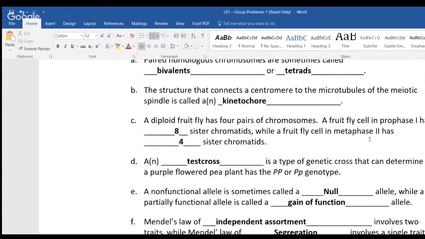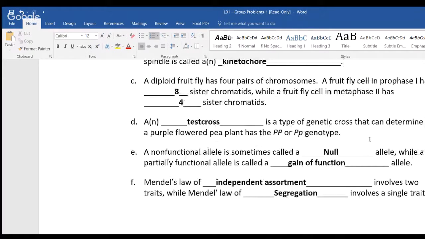Okay, for part C, it says, a diploid fruit fly has 4 pairs of chromosomes. A fruit fly cell in prophase 1 has how many sister chromatids, and how many will it have in metaphase 2? So if we take the part with prophase 1, we know we have 4 pairs of chromosomes, and if you look at a chromosome, each half is called a sister chromatid. And since we have pairs like this, and we have 4 of them, we're going to take 4 times 2. So there's 2 on each one. We have 4 pairs. 4 times 2 is 8. We should have 8 sister chromatids.